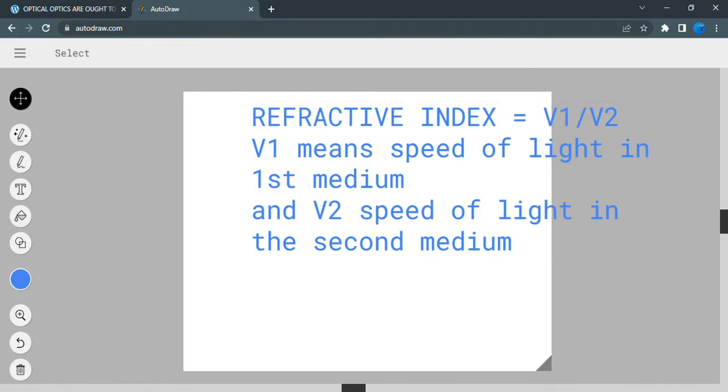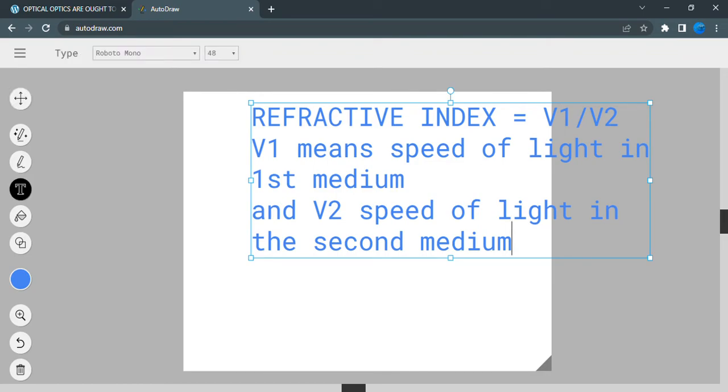In this case, in the glass case, the first medium here was air, while the second medium here was glass. So refractive index can be defined as the speed of the light in the first medium divided by the speed of the light in the second medium.